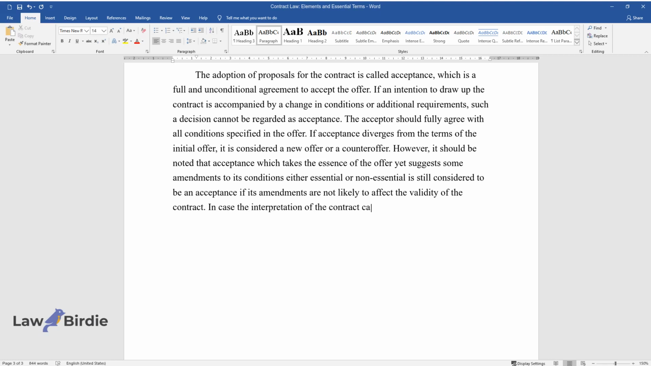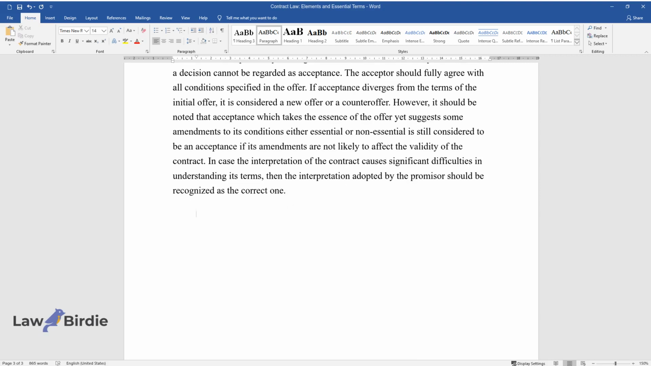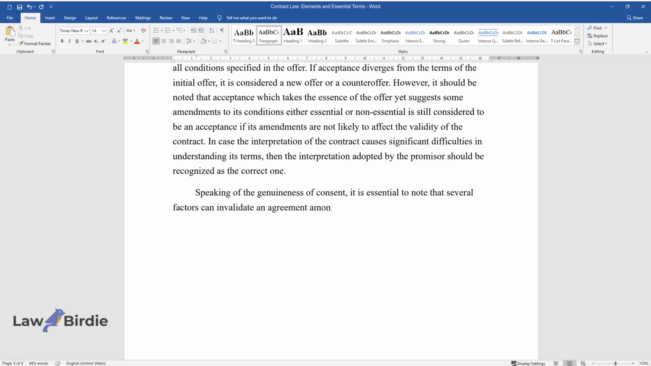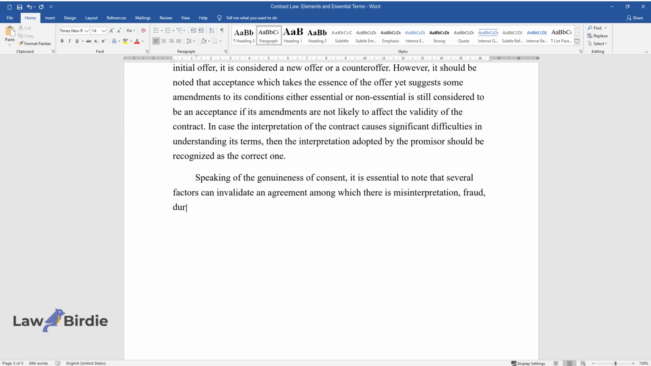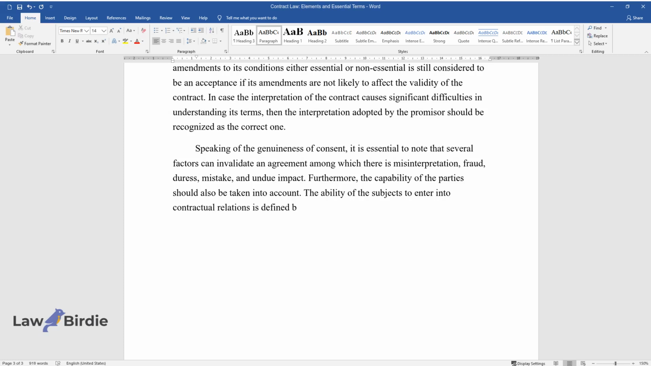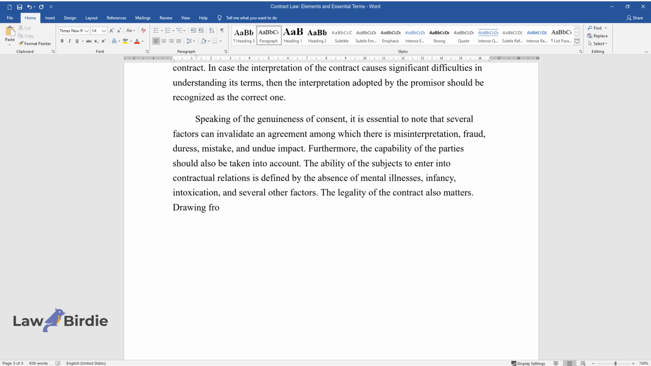In case the interpretation of the contract causes significant difficulties in understanding its terms, then the interpretation adopted by the promisor should be recognized as the correct one. Speaking of the genuineness of consent, it is essential to note that several factors can invalidate an agreement, among which there is misinterpretation, fraud, duress, mistake, and undue impact. Furthermore, the capability of the parties should also be taken into account. The ability of the subjects to enter into contractual relations is defined by the absence of mental illnesses, infancy, intoxication, and several other factors. The legality of the contract also matters.